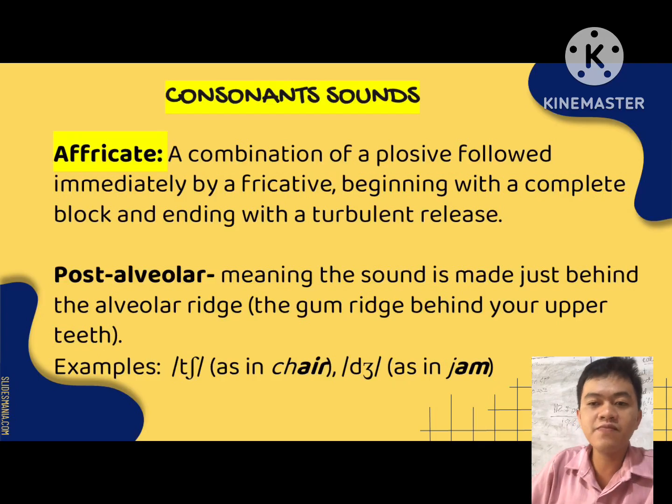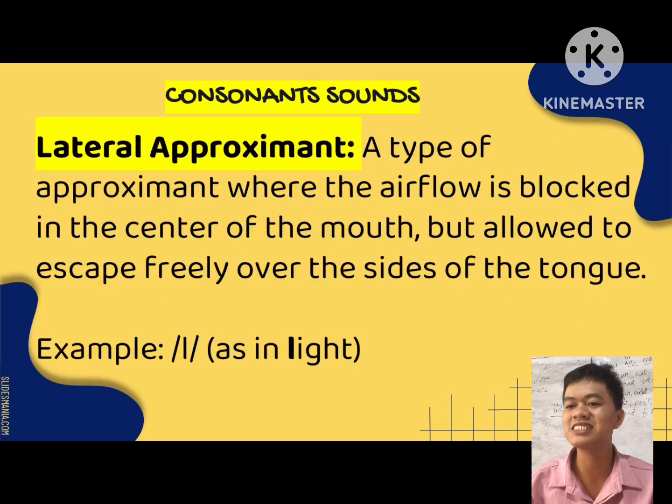And of course, we have here the lateral approximant. It is a type of approximant where the airflow is blocked in the center of the mouth but allowed to escape freely over the sides of the tongue. So a type of approximant wherein the airflow is blocked, like the letter L sounds as L, in light, wherein we block the airflow in the center of the mouth.